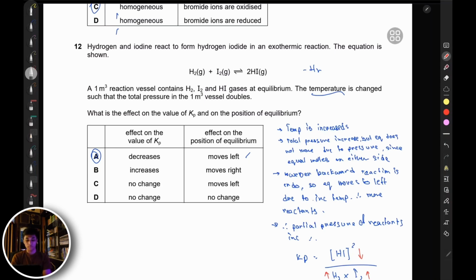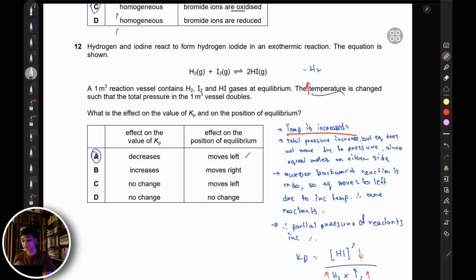A 1 meter cube reaction vessel contains hydrogen and iodine and hydrogen iodide gases at equilibrium. The temperature is changed such that the total pressure in the 1 meter cube vessel doubles. What is the effect on the value of Kp and on the position of the equilibrium? They have said that the temperature is changed to double the pressure. Volume has not changed. So if they've changed the temperature to increase pressure, what could they do? They could increase the temperature.